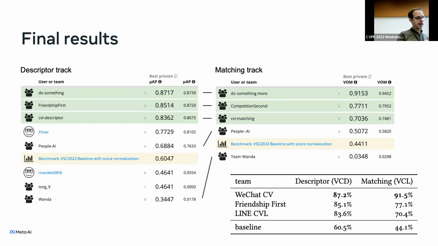One other observation is that almost all teams that compete in both tracks have higher scores on the descriptor track. And this is essentially because the matching track is more challenging. The metric now incorporates localization. And the one exception to this pattern is the first place team, WeChat CV, where they outperform on the matching track, suggesting very precise localization.